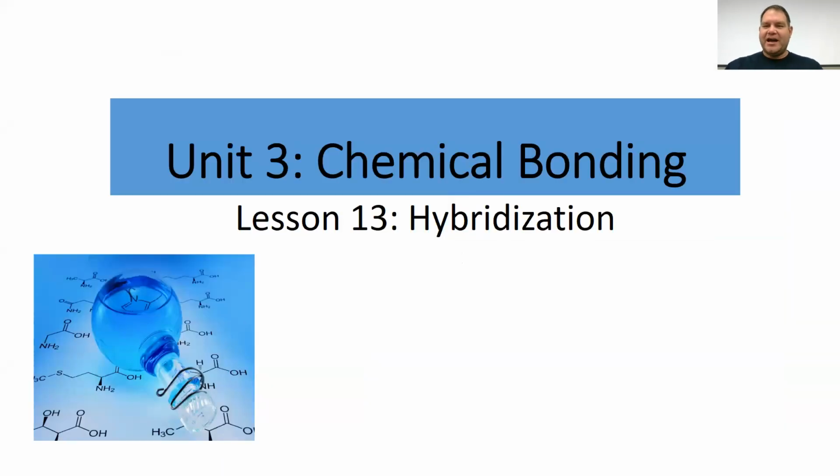Lesson 13, hybridization. Essentially, hybridization is more of an advanced topic that expands our ideas of the valence bond theory. Remember, in the valence bond theory, when a covalent bond is formed between two atoms, the orbitals of those atoms will overlap to form that covalent bond.